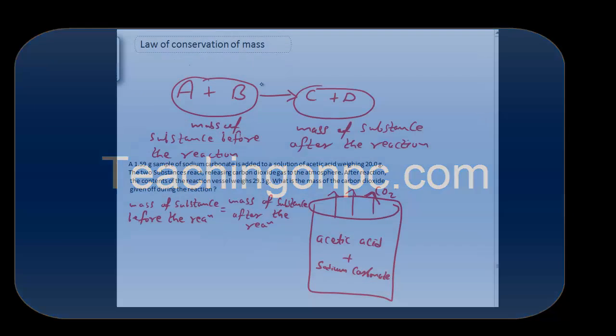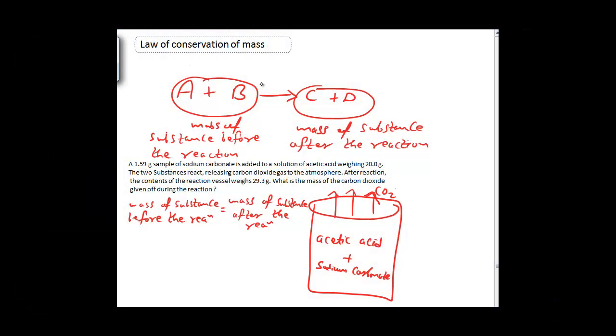In this video, I'm going to talk about the law of conservation of mass. What this law talks about is that whenever you have a chemical reaction and you form a product, the mass of the substance that you start out with before the reaction would be equal to the mass of the substance that you form after the reaction.